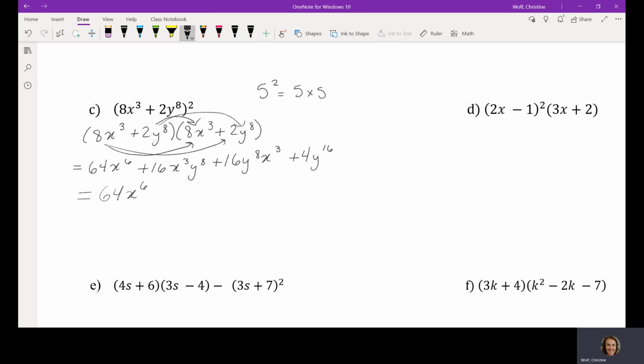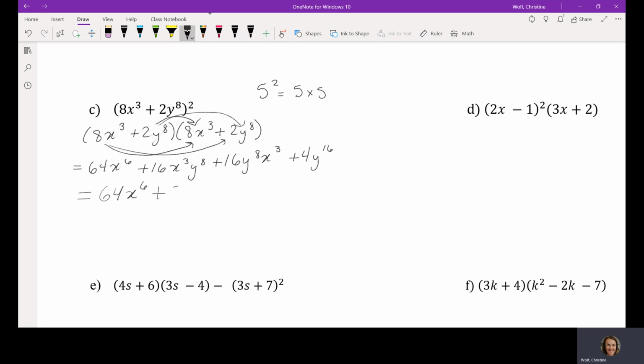Now, look at the two terms in the middle. 16x cubed y8, 16y8x cubed. In class, I would ask you, are those similar terms? And I would guarantee I would have people nodding their head and some people shaking their head. Yes, they are similar terms. I just have the letters flipped around, but if you look closely, each term has an x cubed and each term has a y to the 8. They're just in a different order, and that's okay. They each actually have the same thing, just in a different order. So we are allowed to combine those.